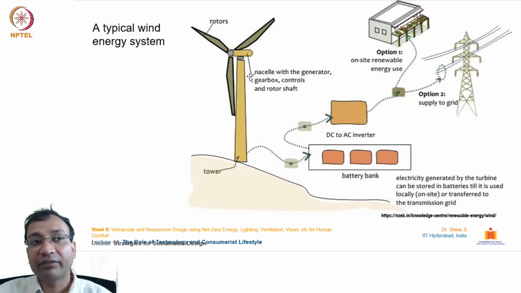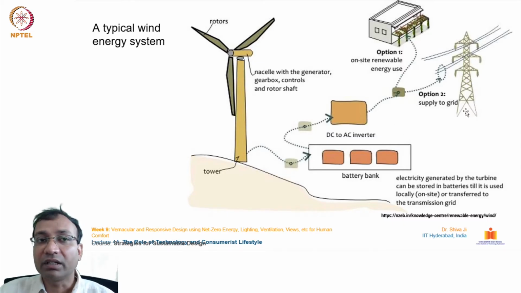This is the unit which generates the electricity. From here, the electricity goes through cables to either a battery bank, or to DC to AC conversion, and then for on-site uses, or maybe supplying to the grid. So this is a typical layout of a windmill based energy generation system.